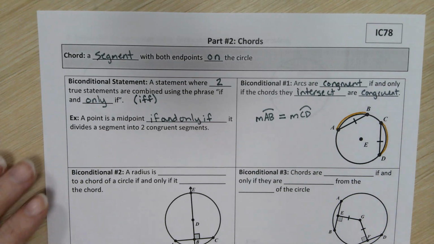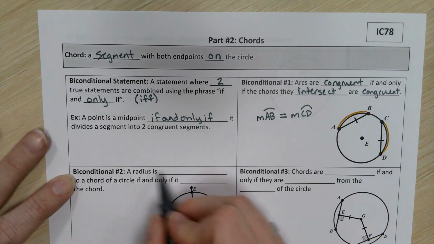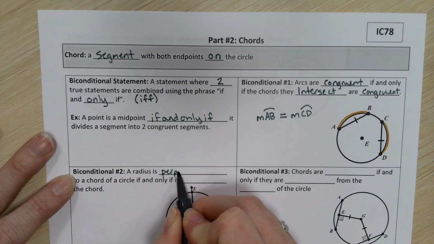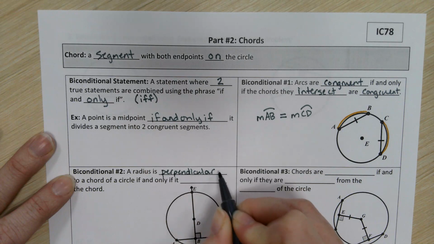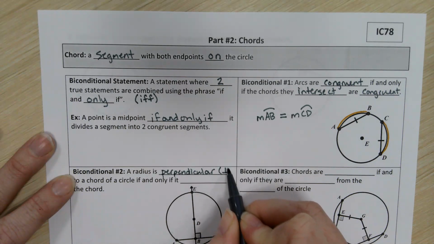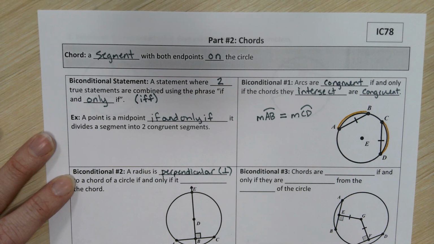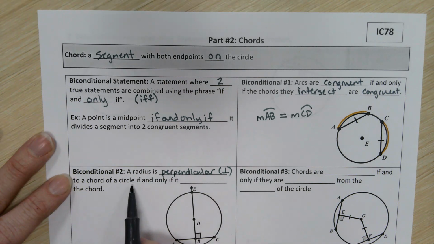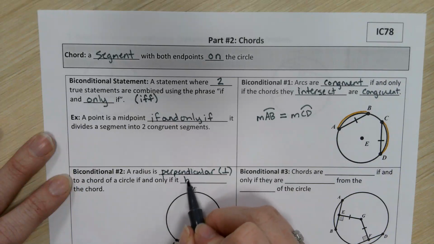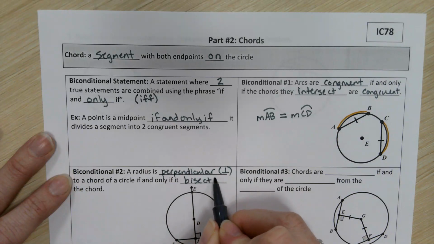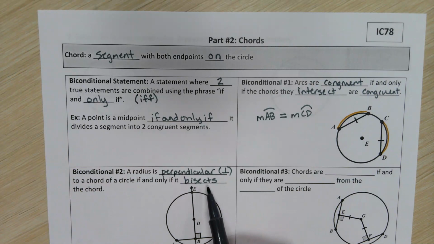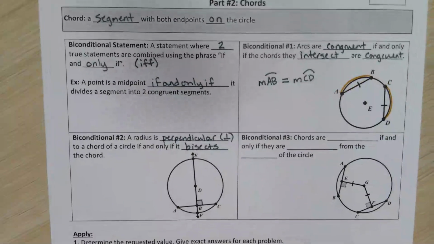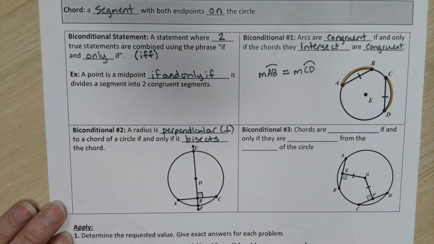For biconditional number 2, a radius is going to be perpendicular. We used that word in the last lesson, that upside down T, that means that it forms a right angle. So a radius is perpendicular to a chord of a circle if and only if it bisects the chord. That bisect word is back from first semester. When something's bisected, it's divided exactly in half.